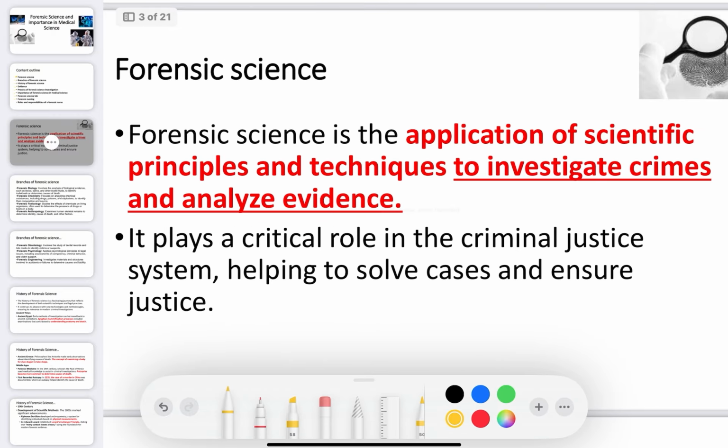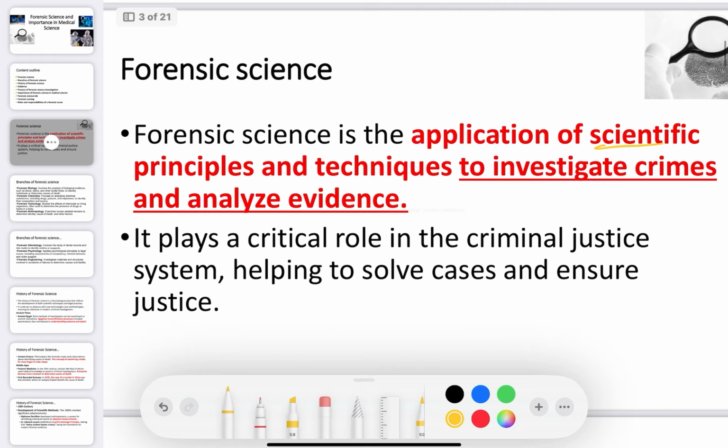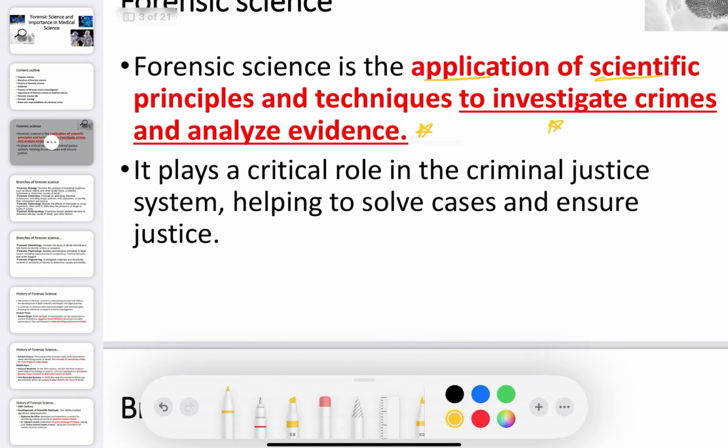What is forensic science? Forensic science is the application of scientific principles and techniques to investigate crimes and analyze evidences. So, forensic science is nothing but the application of scientific principles and techniques to investigate crimes and to analyze evidences. It plays a critical role in the criminal justice system and helps to solve cases and ensure justice.